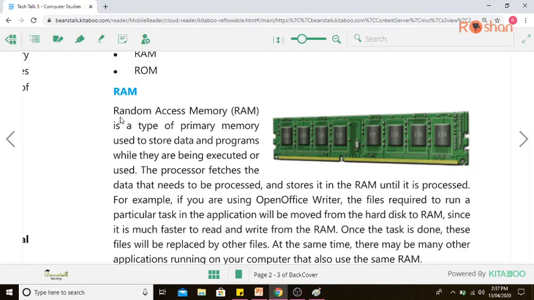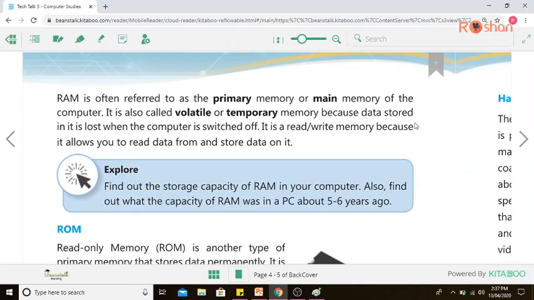So that's called sequence and random. Random means anyone, any time. Sequence means properly in a line. So this is random access memory. You can access any part of the memory at any time. That is very important.